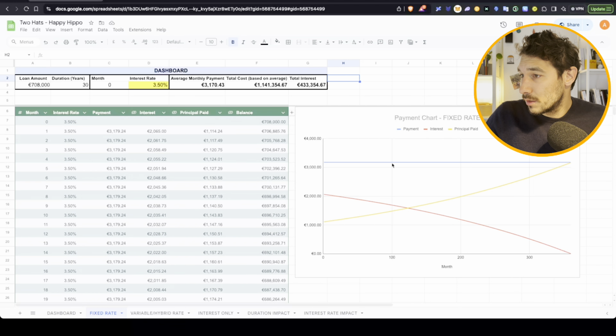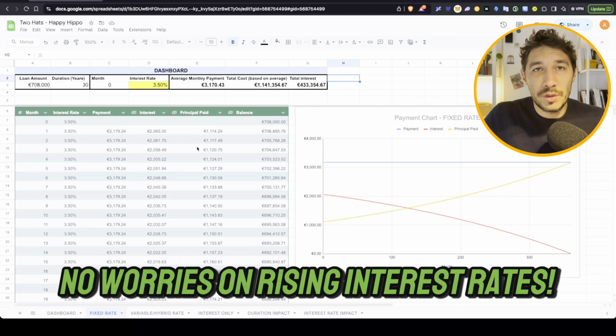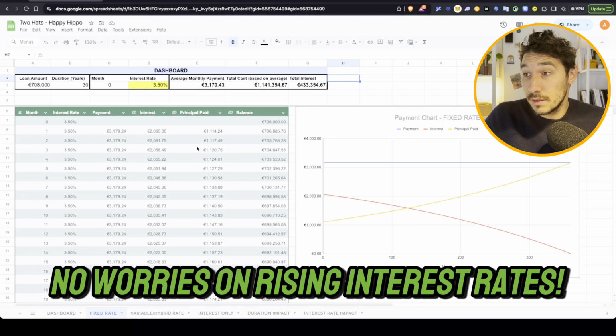Here on the chart, you can see the payment is always the same for the entire duration of the loan. Another advantage is that you have a kind of protection from rising interest rates.